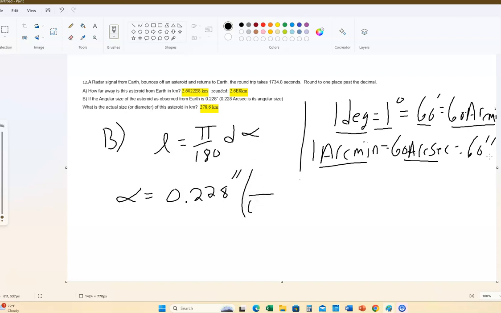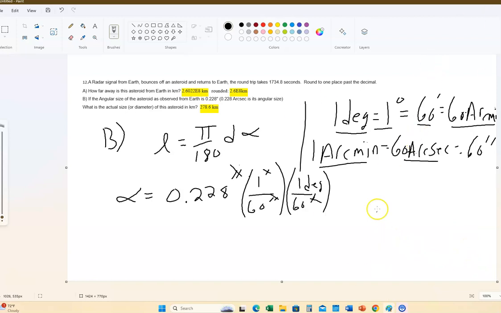It turns out that there are 60 arc seconds in 1 arc minute, and there are 60 arc minutes in 1 degree. I'll write degree like that. It's a single hash mark, and notice the two hash marks cancel, the one hash mark cancels, and so you just take this number, and notice how small this is going to be. 0.228 divided by 60 and divided by 60 again. That's going to be the number of degrees.